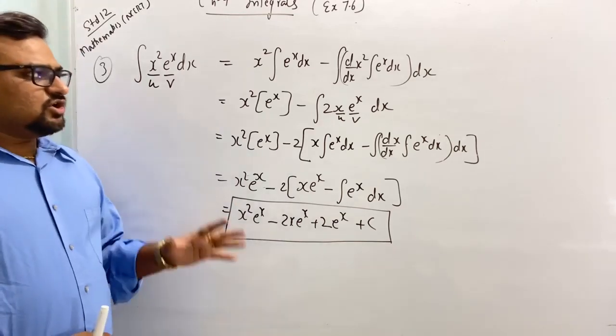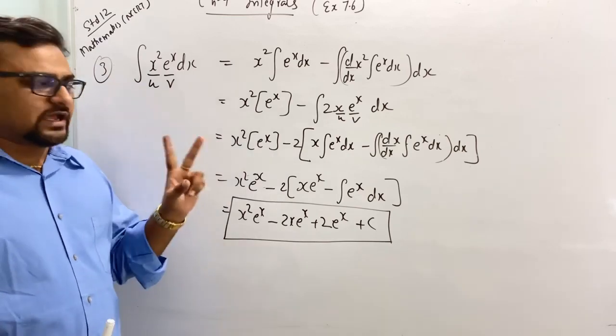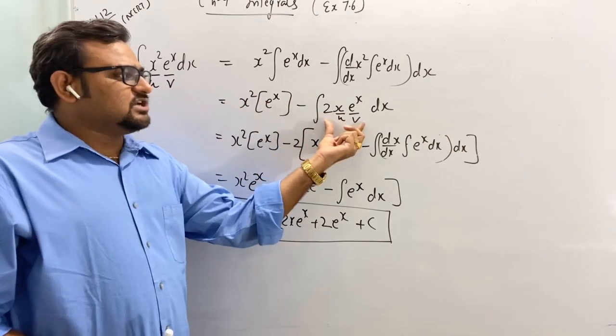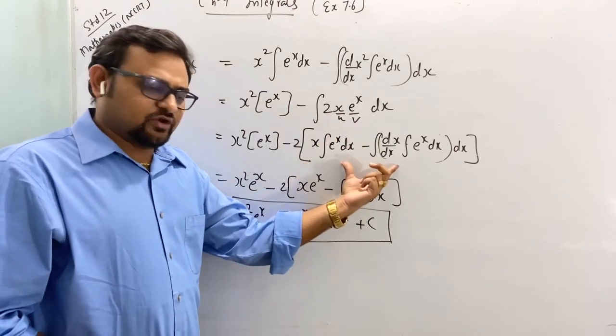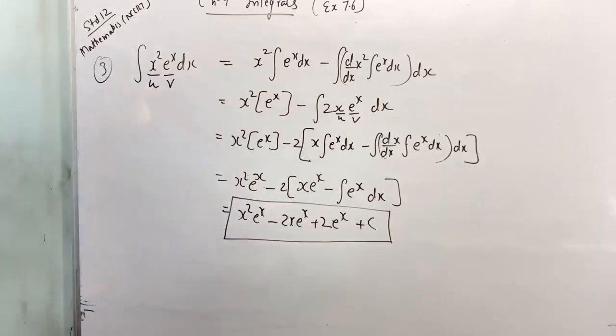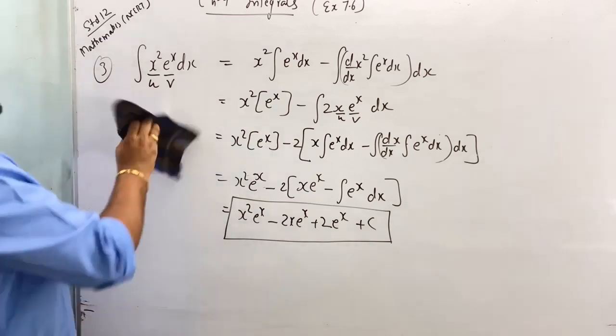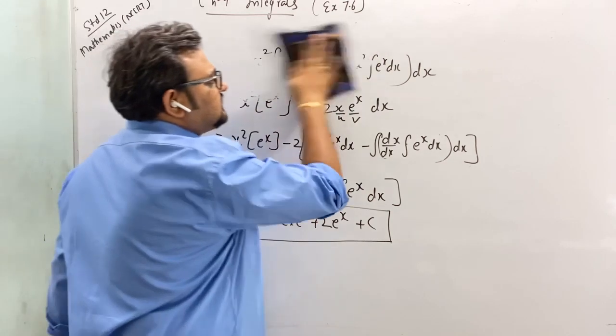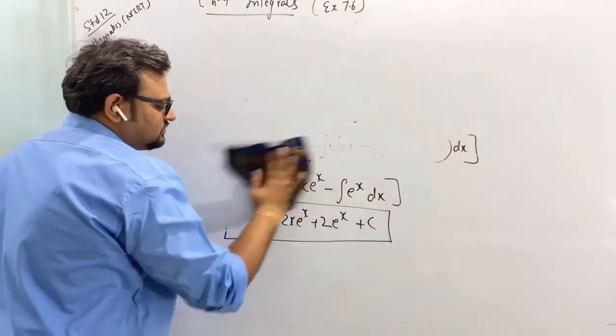Clear? So just go through this question. See, here we have done two times. First u v, and the second integration was there. Again I used u v. Okay, and finally I got this answer. Clear? So just go through this question. Okay, so next 4th, 5th, and 6th are similar questions.